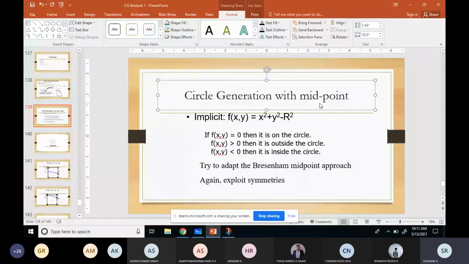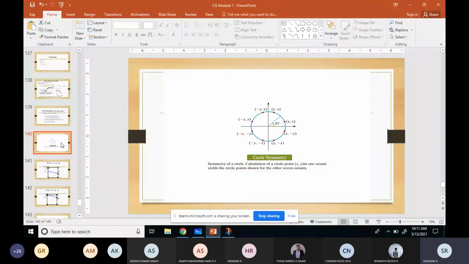So after this, one more thing is there. In order to calculate the points on the circle, you need not calculate each and every quadrant. So here also, the circle, you can see the circle.